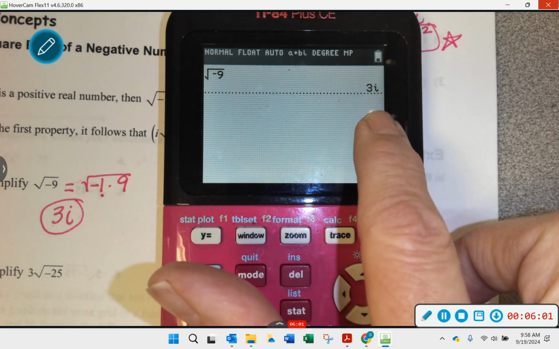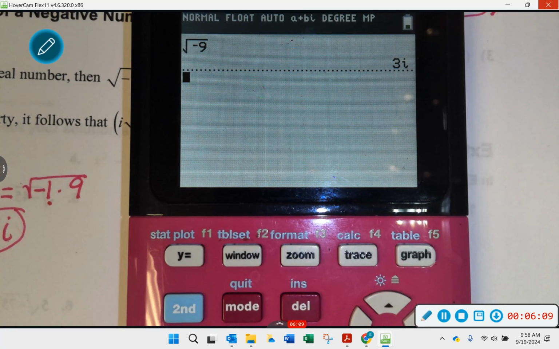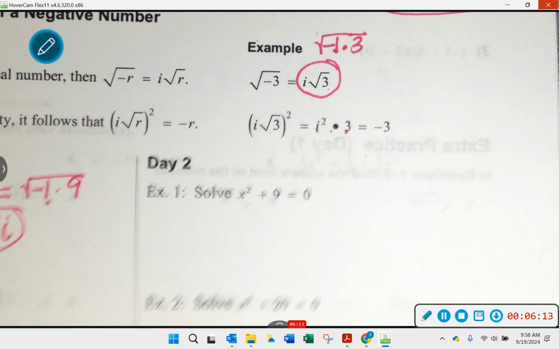See how it tells us the answer is 3i? Okay. The calculator understands imaginary numbers. Did anyone not get 3i? Good. All right, let's look at this one.